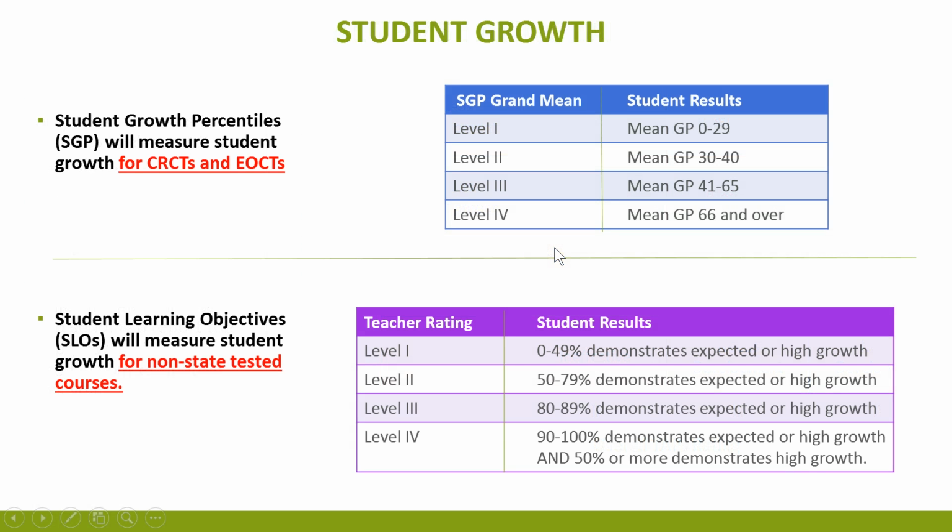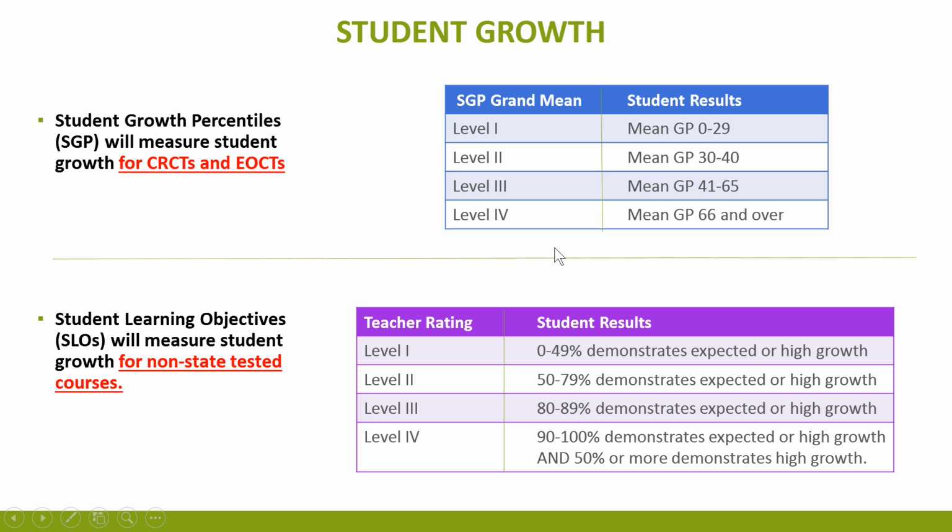Student growth, there are two main areas. One is the student growth percentiles. They go from level 1 to level 4. These are for any state mandated exams like the CRCTs, the EOCTs. This year we'll have Georgia Milestones. So you have student growth percentiles from these standardized tests.